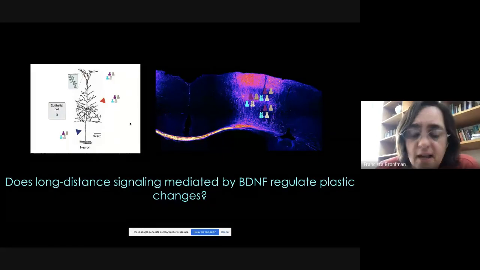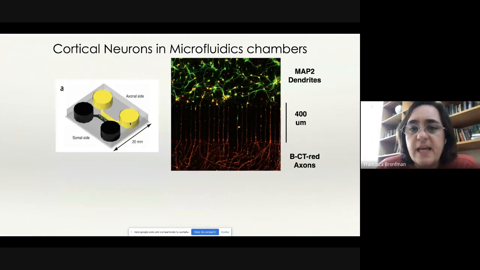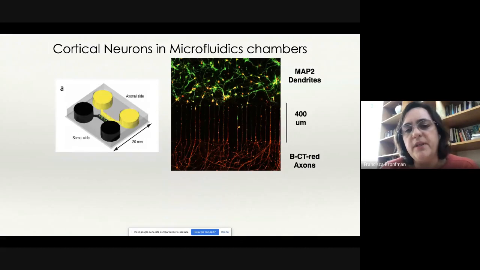To start answering this question, we used an in vitro approximation, and we used microfluidic chambers that you are probably aware of and use normally in your lab. These chambers allow us to cultivate neurons in two different compartments. In one compartment, you have the cell bodies and the dendrites, illustrated here in green. And there is a 400 micron groove that separates the distal axons, labeled here in red.